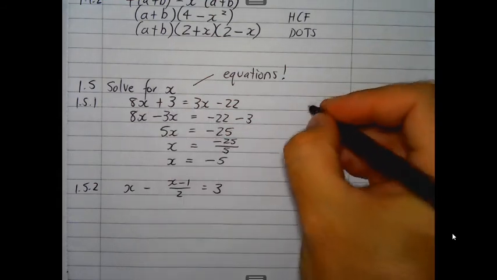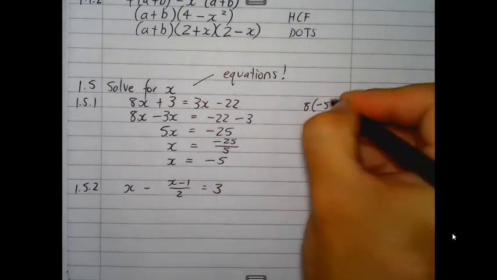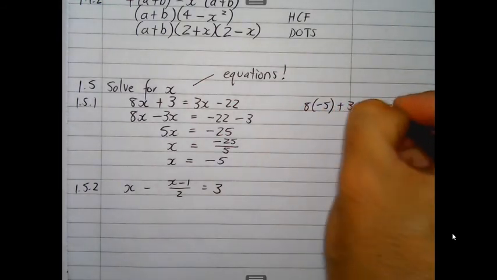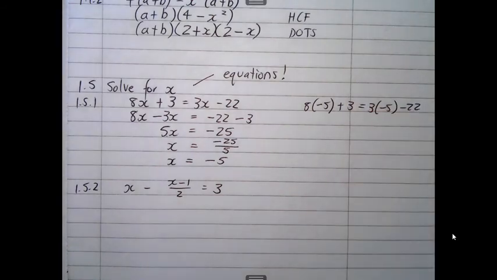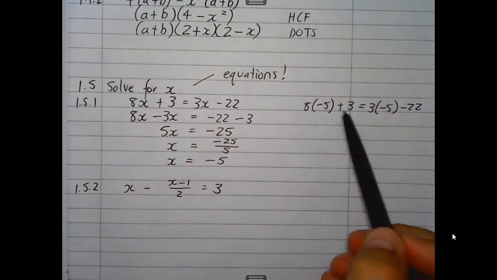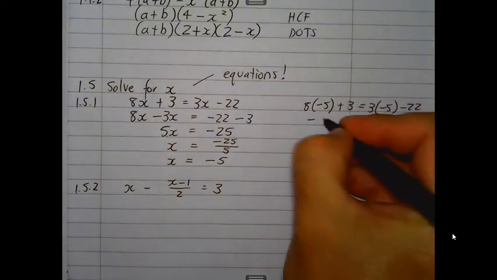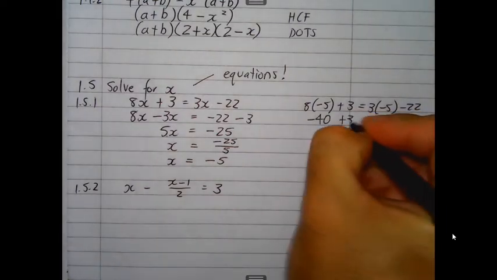Watch here. 8 times negative 5 plus 3 equals 3 times negative 5 minus 22. Let's see if the left-hand side equals the right-hand side. What is 8 times negative 5? The answer, negative 40 plus 3 equals.